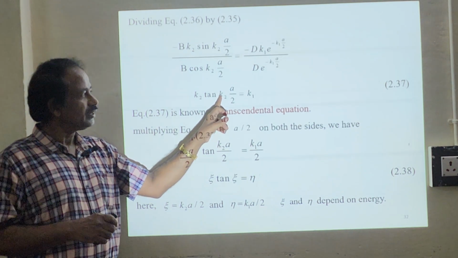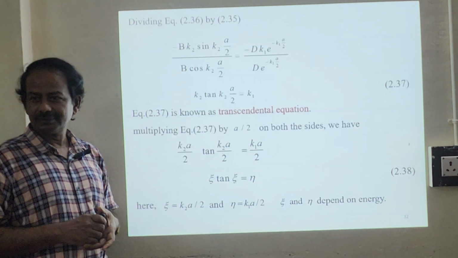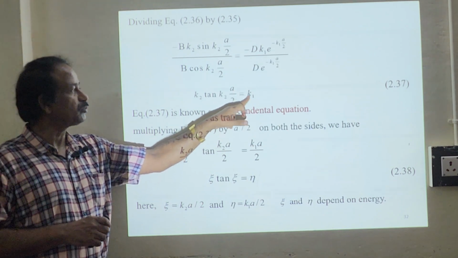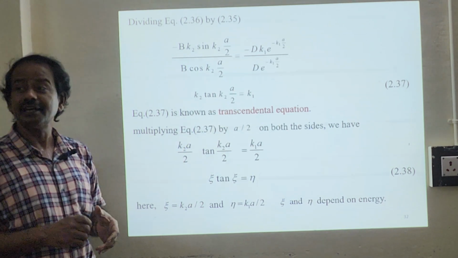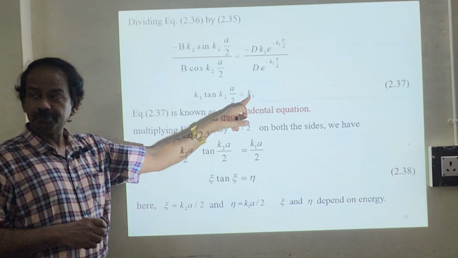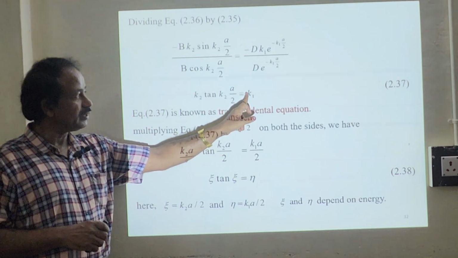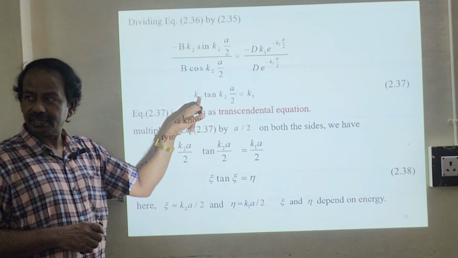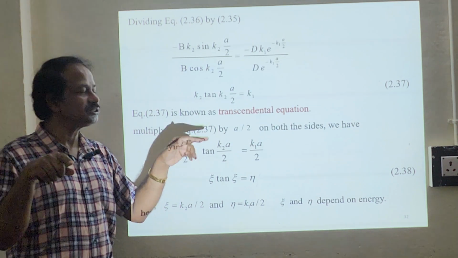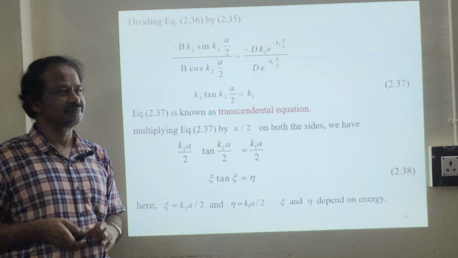Here we have k2 a by 2. So I am going to multiply both sides by a by 2 to make it uniform. That will be k2 a by 2 tan k2 a by 2, which is equal to k1 a by 2. So it will be uniform.